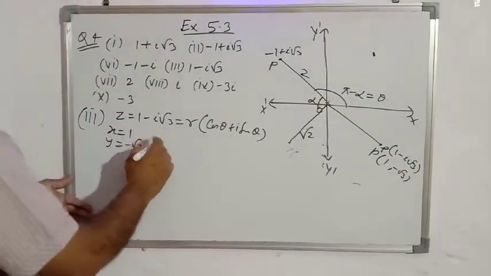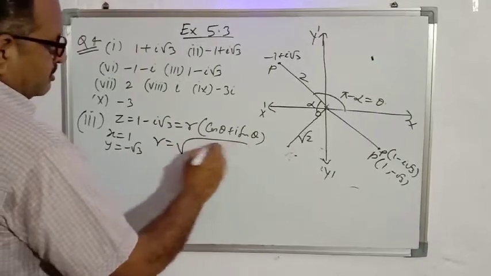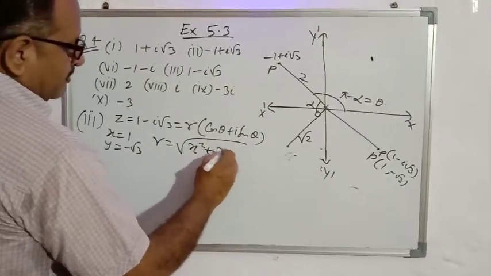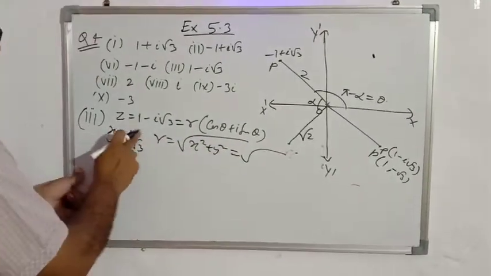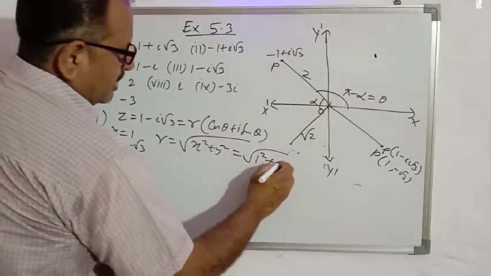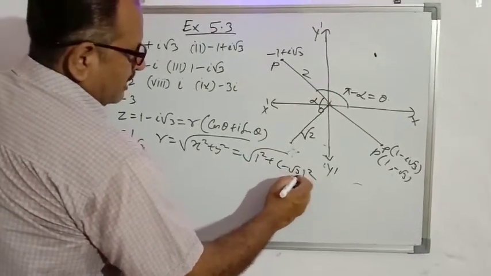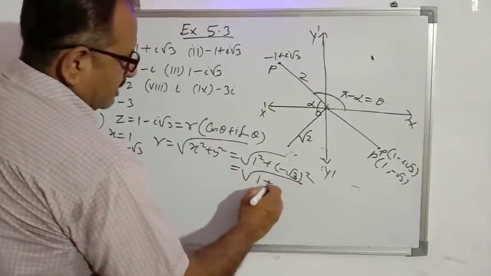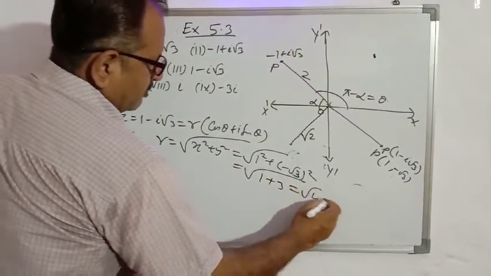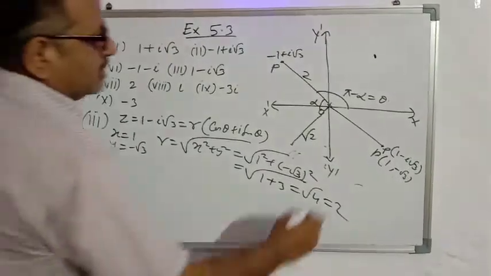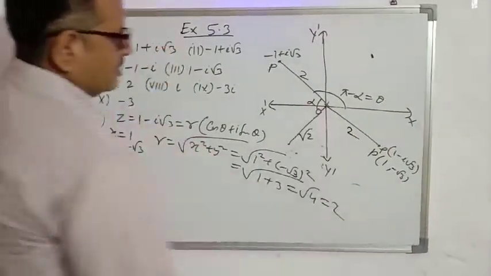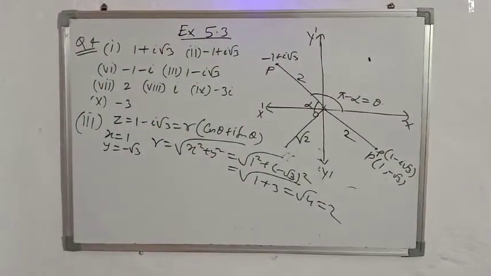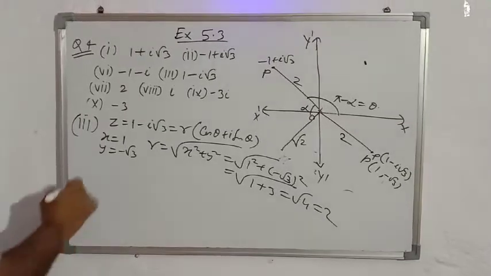To find r, we know that r is equal to the square root of x square plus y square. X is 1, so 1 square, and y is minus root 3, so it will be 1 plus 3. Root 4, the square root, will be 2. So r is equal to 2. Now we have to find theta.